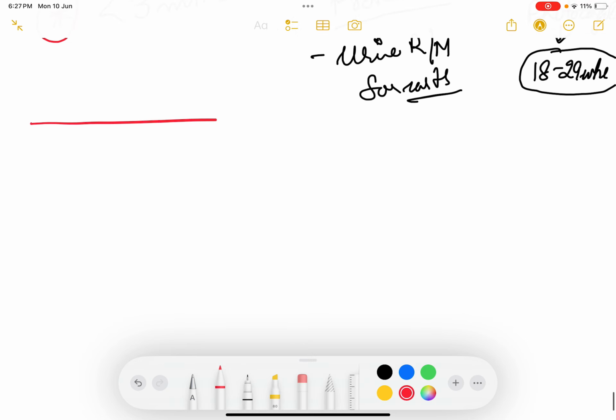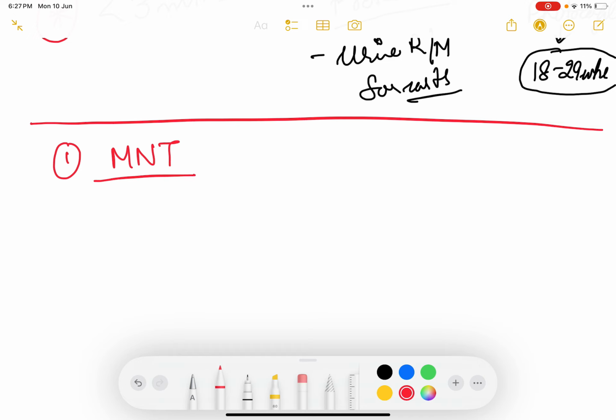Apart from that, when a patient is diagnosed with gestational diabetes mellitus, the first management which we will start is MNT. MNT is medico-nutritional therapy. Medico-nutritional therapy consists of two parts. One is diabetic diet.